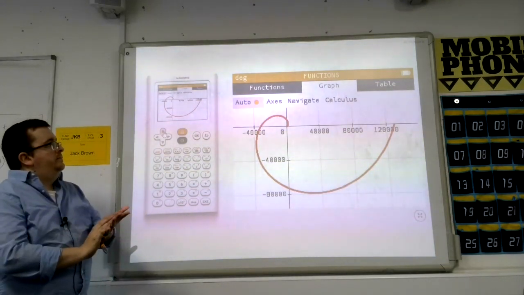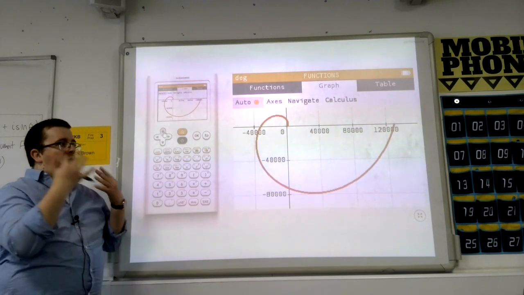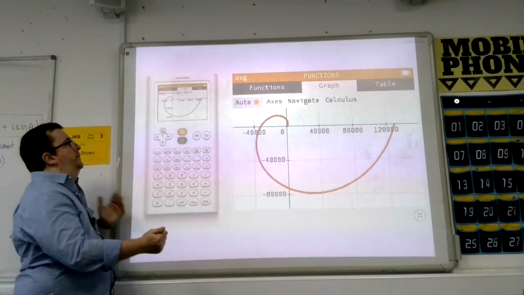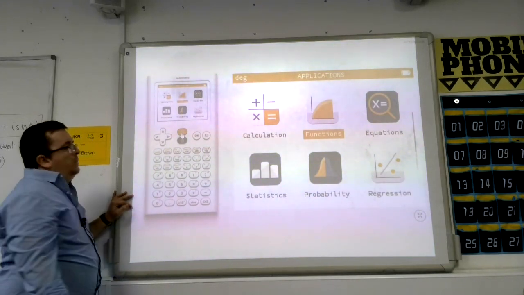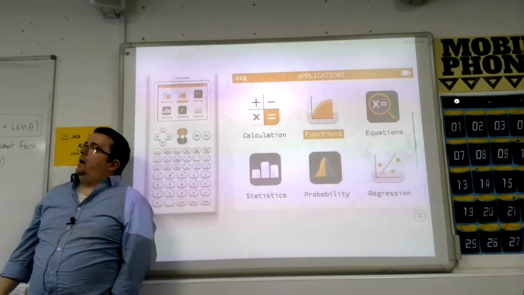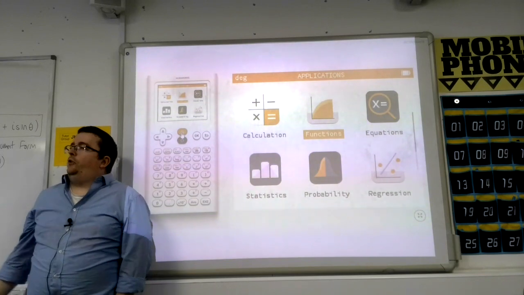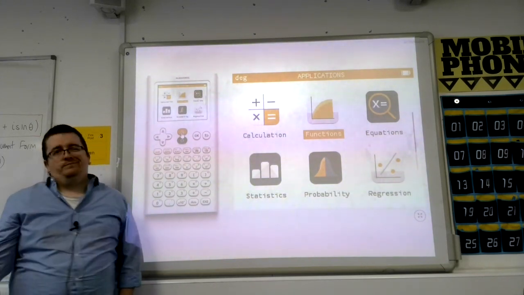So we've got that. So you've got access to the graphs and being able to visualize these. Right, what about solving simultaneous equations, for example?